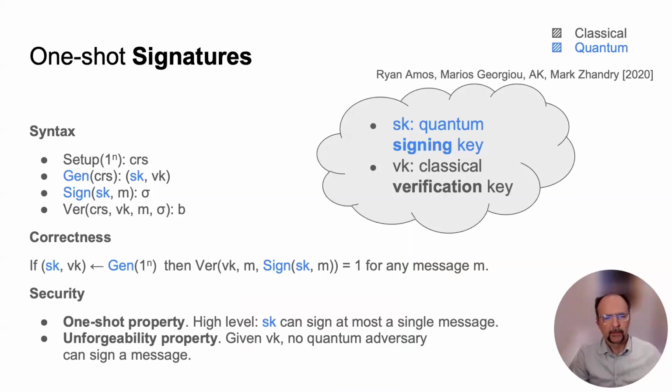So what are one-shot signatures formally? The syntax of this primitive is what you see on the slide. And I should mention that I'm going to use this color coding, blue for quantum and black for classical elements in the slide.